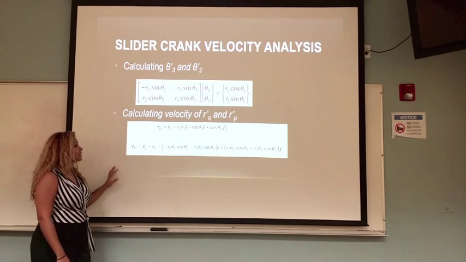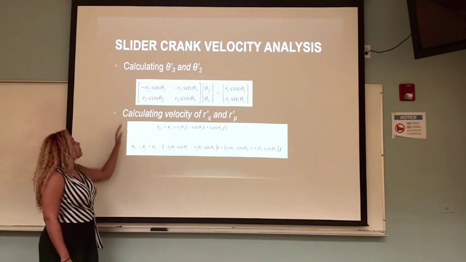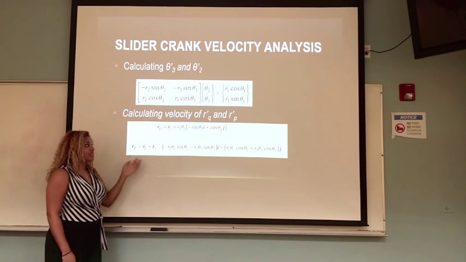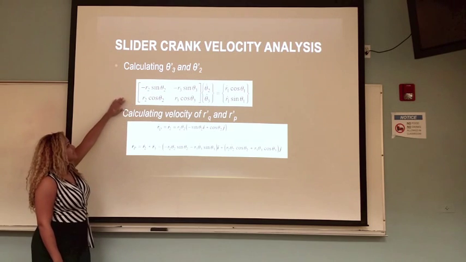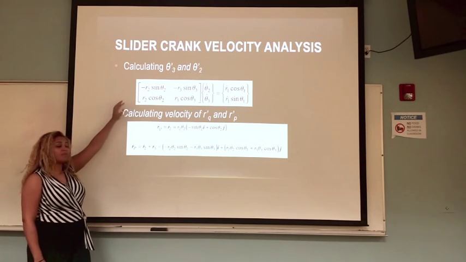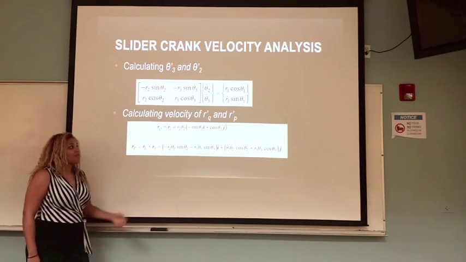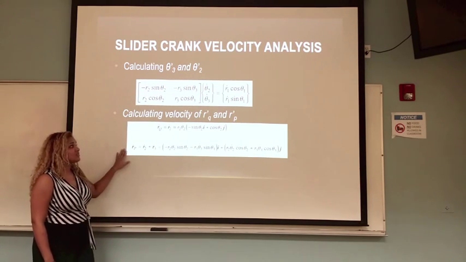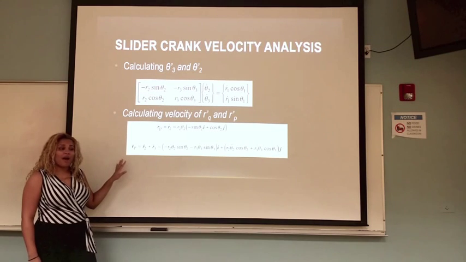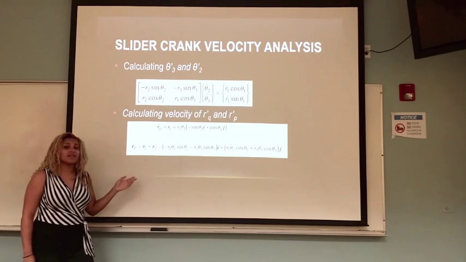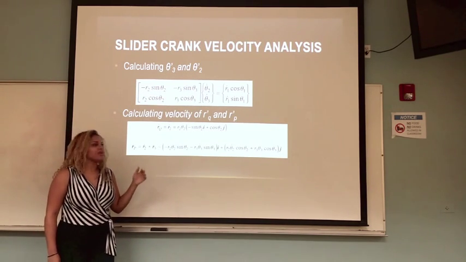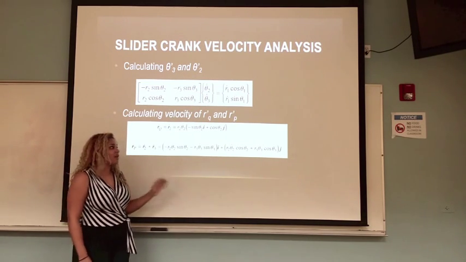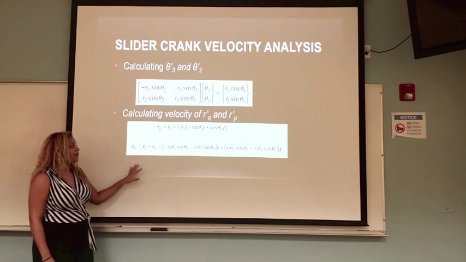Now that we have found the parameters, we can now calculate velocity. We can calculate velocity using the matrix above, and we can find our theta 2 prime and our theta 3 prime. With these values, we can use the following equations to find our Q prime and our P prime, which gives us the velocity of point P and point Q.